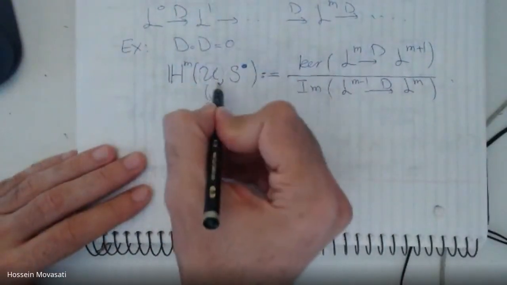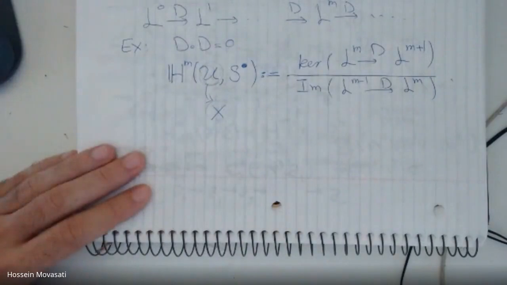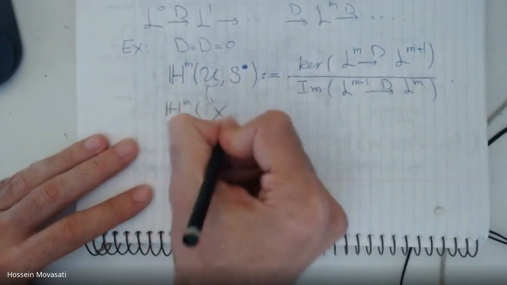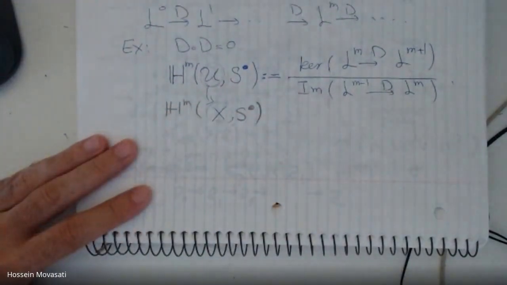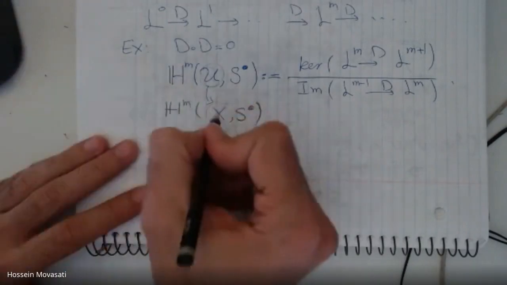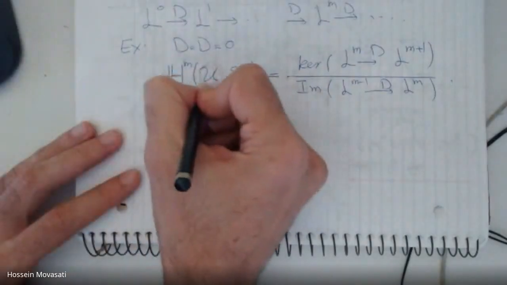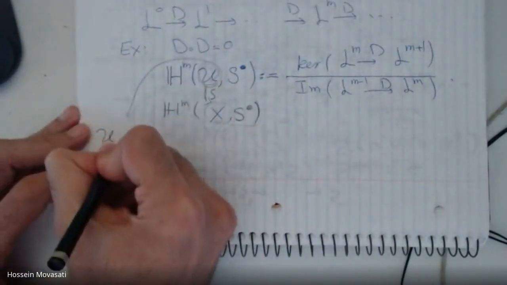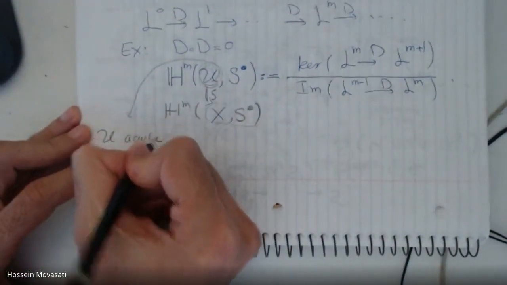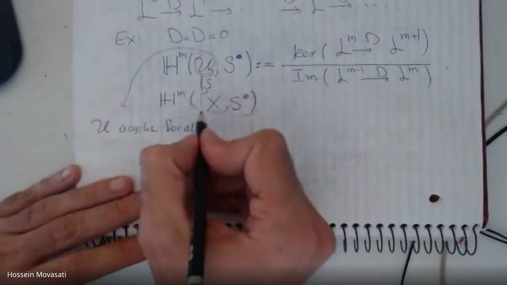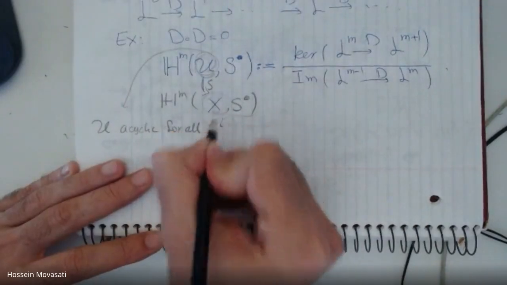So the point is that at the end I want to replace this. I defined this by a direct limit, and I want to get rid of this direct limit and use a fixed covering, and say that then this is isomorphic to this one, and this is valid for U acyclic for all S^i. And what is this?